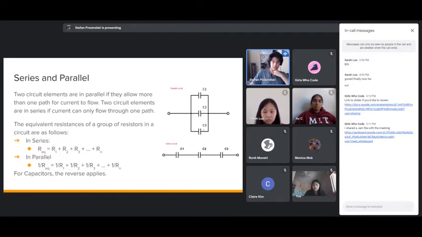For example, if you have capacitors in parallel, you simply add up their capacitances to get the equivalent capacitance. Whereas if you have three capacitors in series, you do the resistor parallel equation with their capacitances to get the equivalent capacitance.